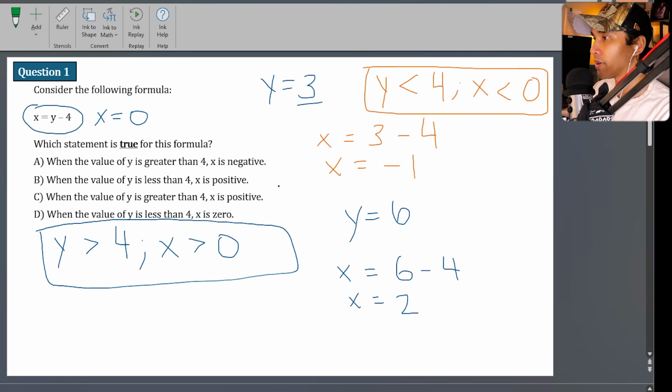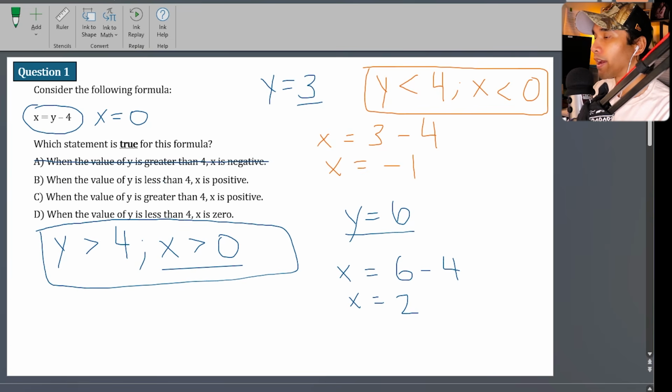But our statements don't ask that. They just ask us when the value of y is greater than 4, x is negative. Well, x is actually positive, and it becomes more positive as we choose higher y values. So we can cross this one out.